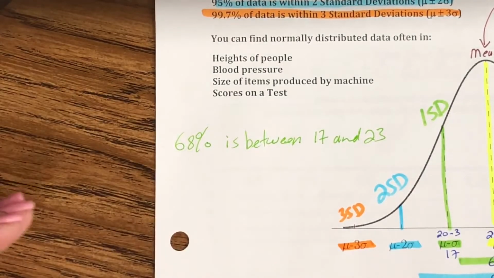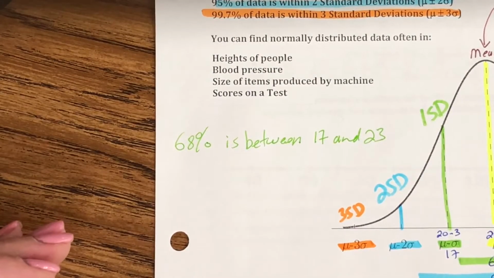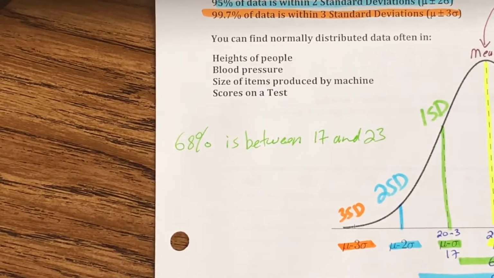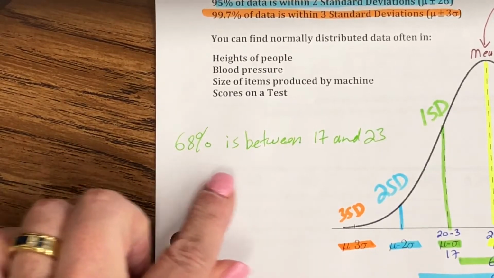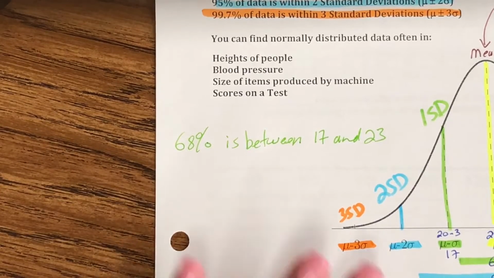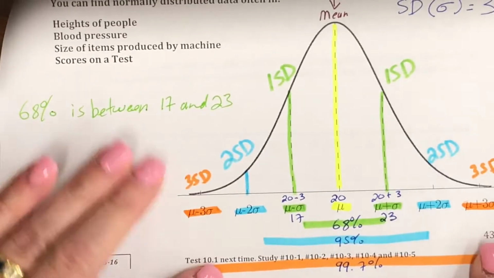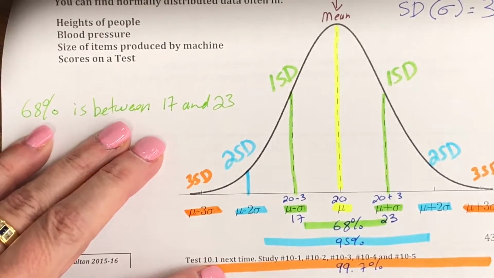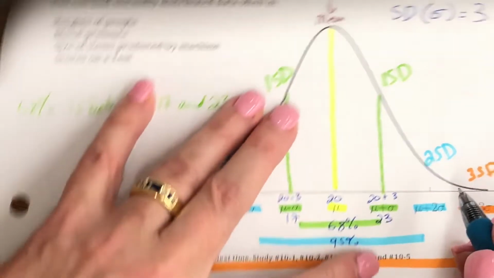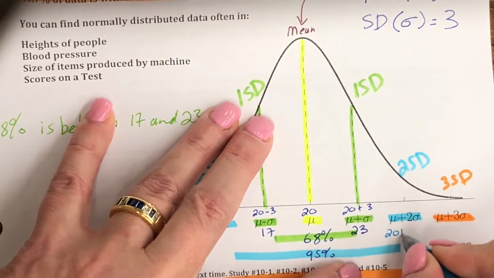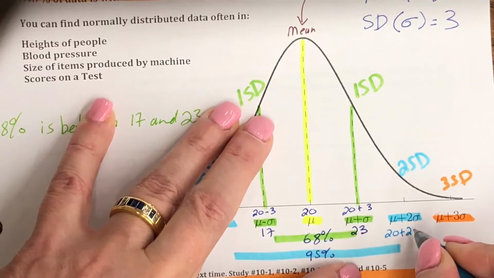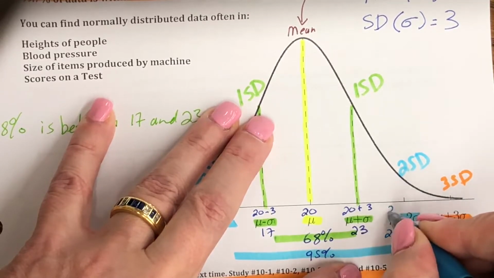Now this is different than a box and whisker plot. Remember, the box and whisker plot was broken up into quarters of 25%. This one's broken up a little bit differently, but it's still talking about how the data is spread out. So we know that 68% of the data is between 17 and 23. Now we want to find our second standard deviations. So I'm going to take the mean plus 2 times sigma. Put that above here.